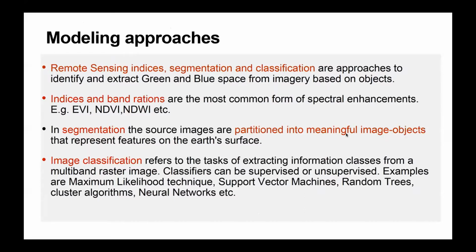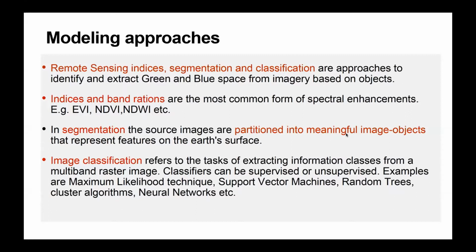At Dreamlab, we use combinations of approaches like remote sensing indices, segmentation, and classification to extract green and blue space from satellite images. So indices and band ratios refer to using combinations of electromagnetic wavelengths or bands, and using these combinations, we can then extract features from raster datasets. Some commonly used indices are EVI, that is enhanced vegetation index, NDVI, normalized difference vegetation index, NDWI, this is the water index, and so on. So there are many indices, where we use combinations of bands and then separate different layers.